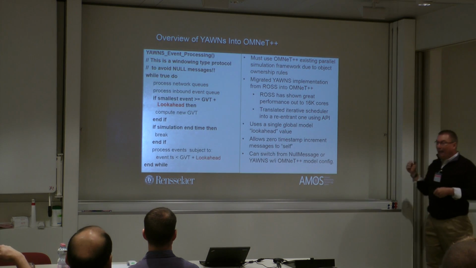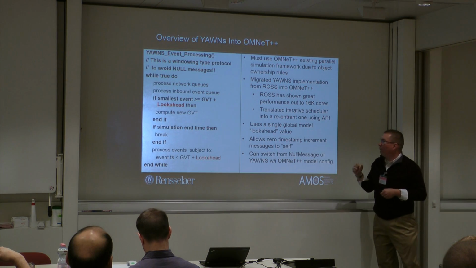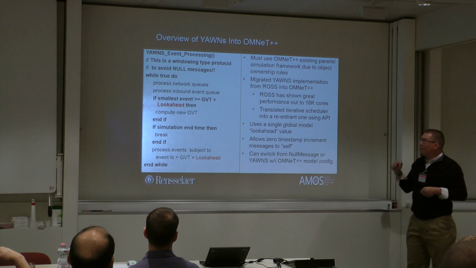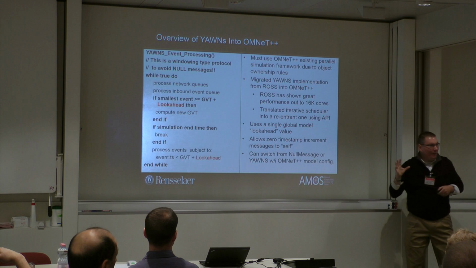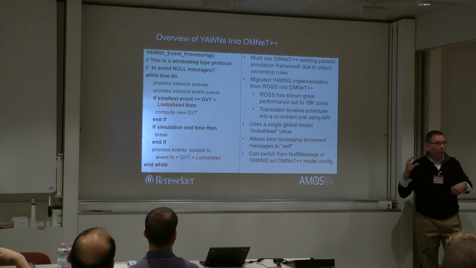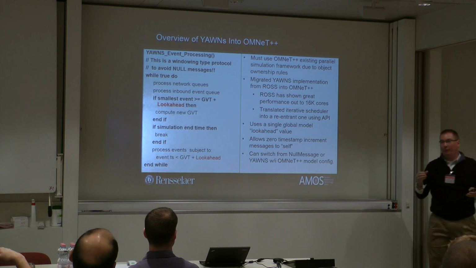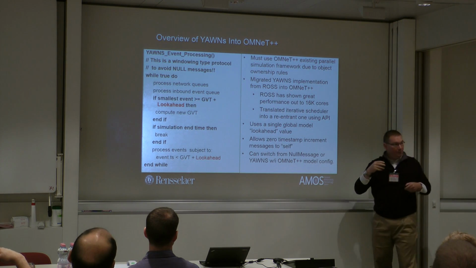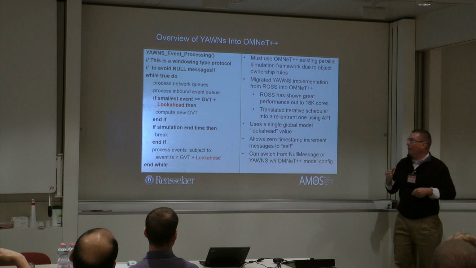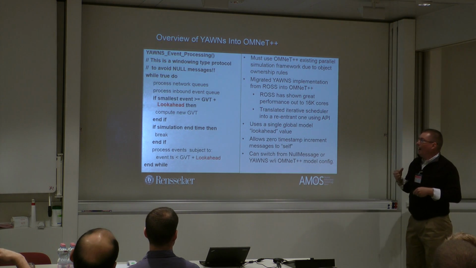All right, so now let's get to YAWNS, and I'll talk a little bit more about why we're using it. Essentially, we wanted to avoid sending too many null messages. The nice property about YAWNS is it's going to exploit the really fast collective operations that are available on IBM's supercomputers. But it's not just available there, it's probably available on many other systems as well.